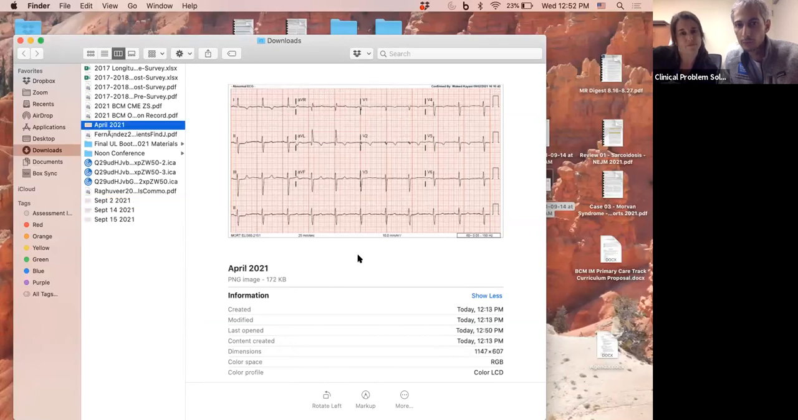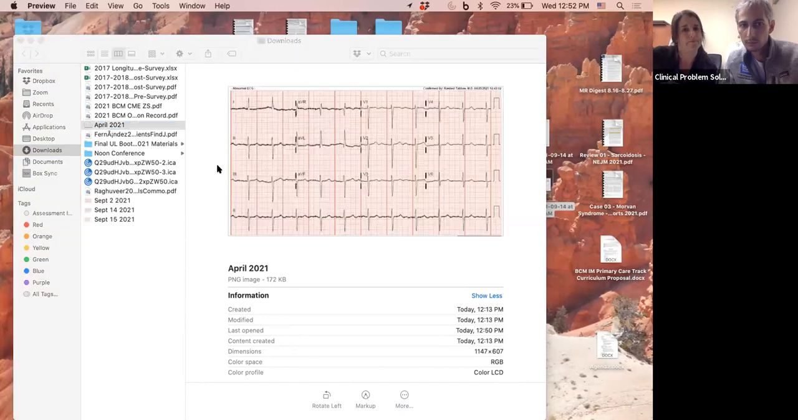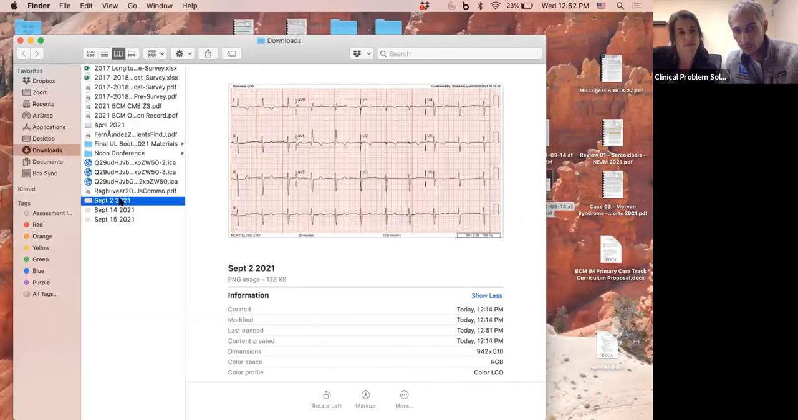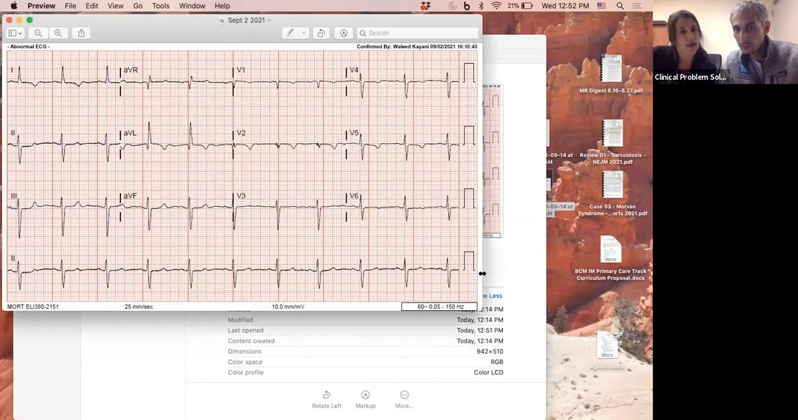Okay, April 2021, my bad. So no T wave inversions anteroapical, prominent U waves, even when the patient wasn't quite as bradycardic. Fine. And then 2 weeks prior.